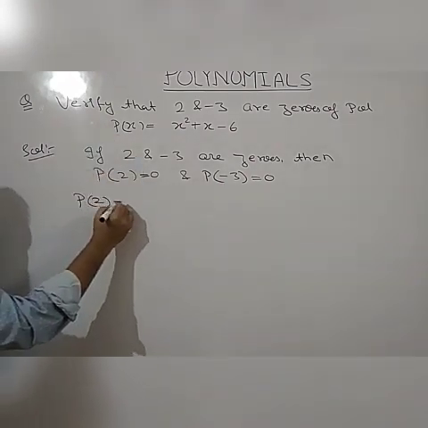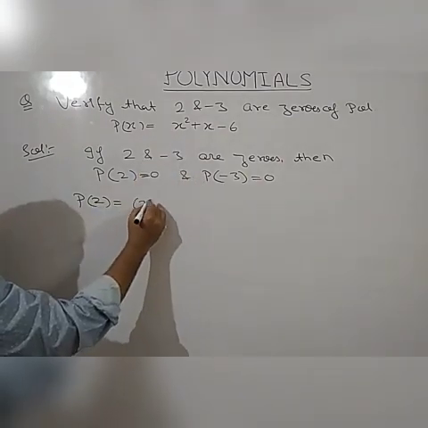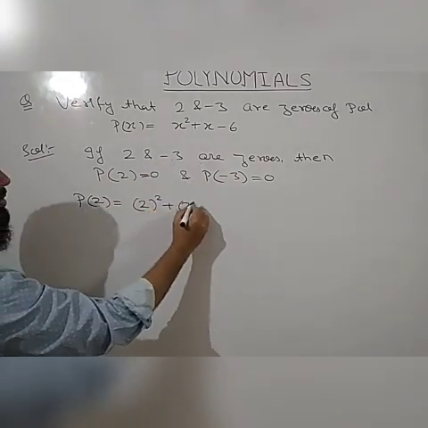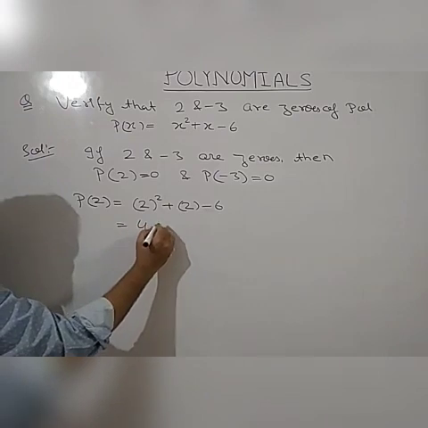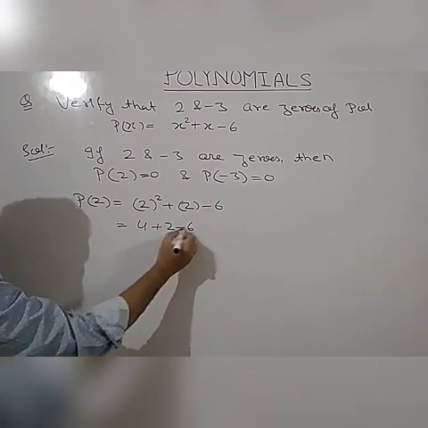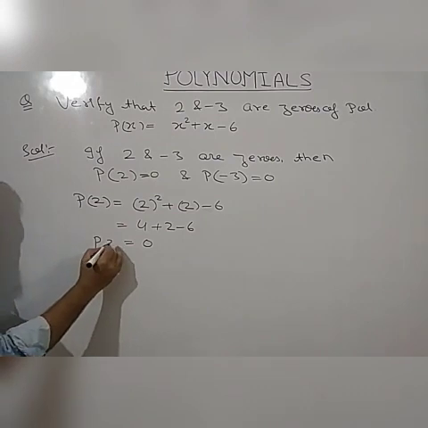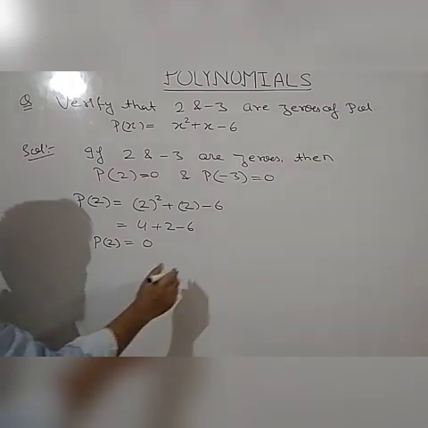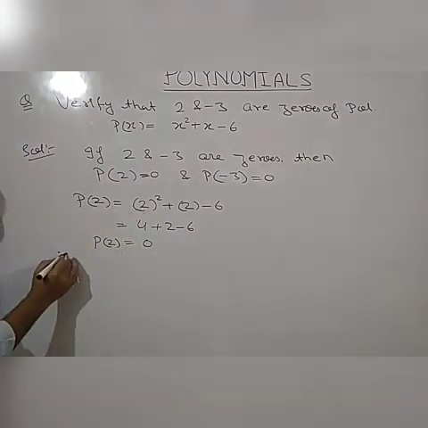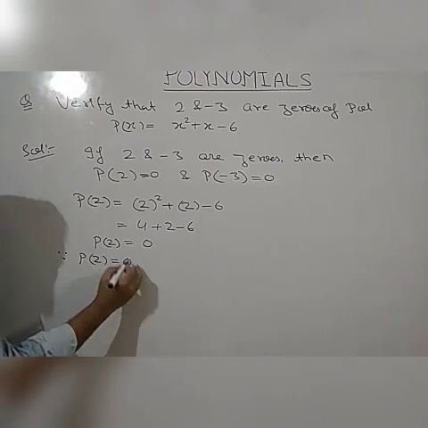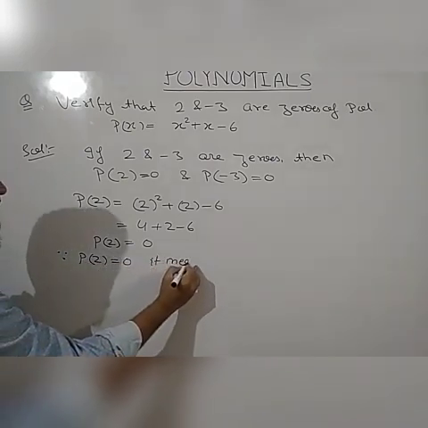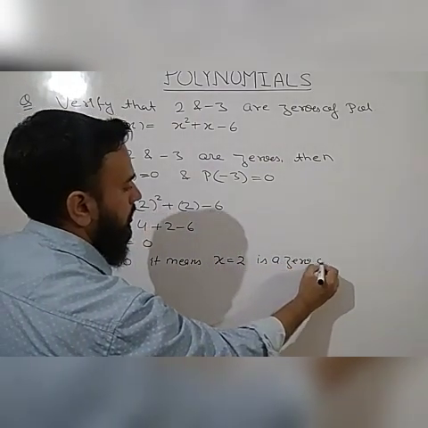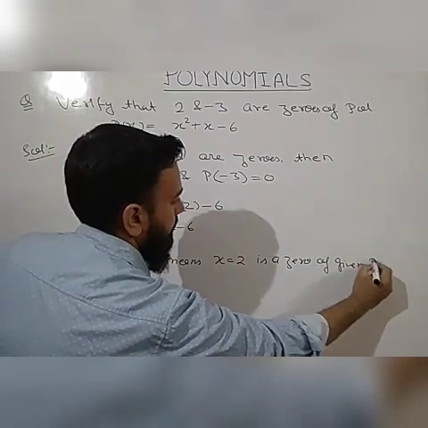So p of 2 is equal to 2 square. We are putting the value in the polynomial. It is 2 square plus 2 minus 6. So it will be 4 plus 2 minus 6. 4 plus 2 is 6 and 6 minus 6 is 0. It means p of 2 is coming to be 0. Okay, so what will we write? Now we will write it here. Answer: since p of 2 is equal to 0, it means x equal to 2 is a zero of the given polynomial.